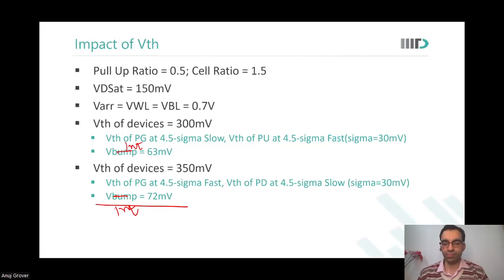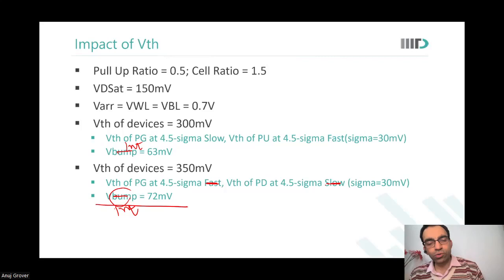Okay. Sir, we will look at the worst case, right? So why have they made the PG fast at the bottom here? The PG should have been made slow here. Yes, actually this V bump, this was a slide copied from the read part, so that is where it has gone. I will correct this. Thanks for pointing out.